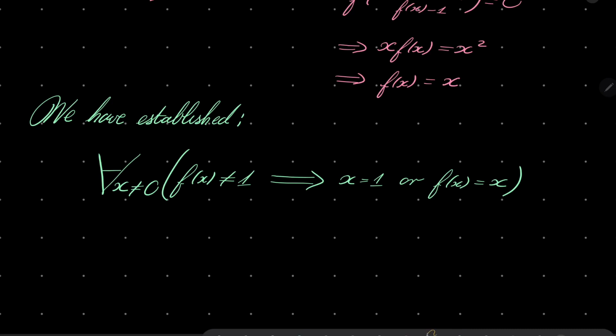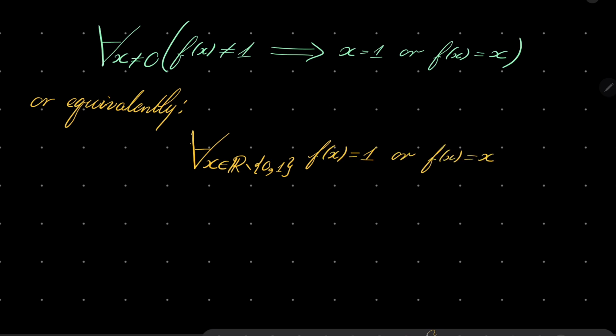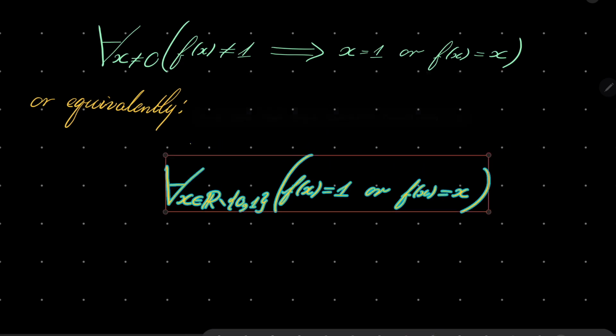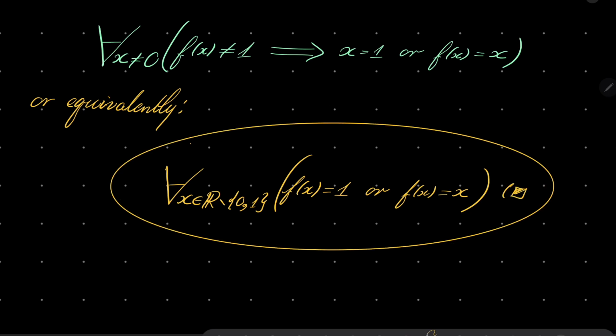Or, using basic laws of logic, or equivalently, for every non-zero real number not equal to 1, either f of x is 1 or f of x is x. For every non-zero and not equal to 1 number x, either f of x is 1, or if it's not, then f of x is x. It's a very powerful condition because it says a lot about our function. Let's call this condition square.